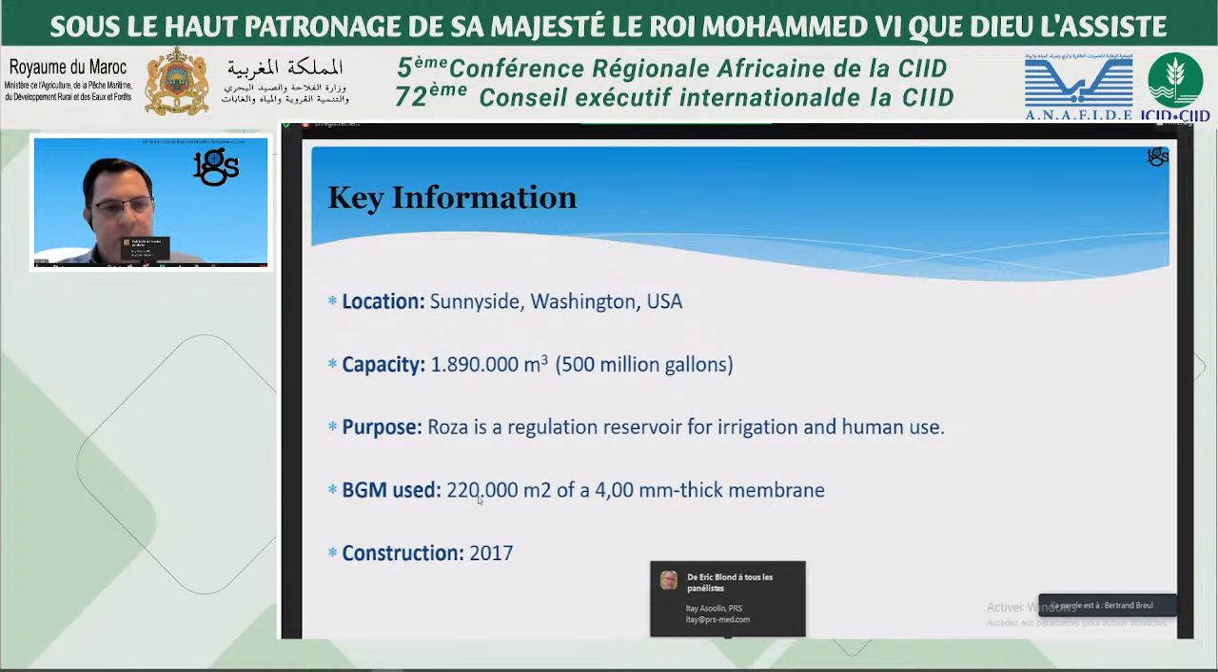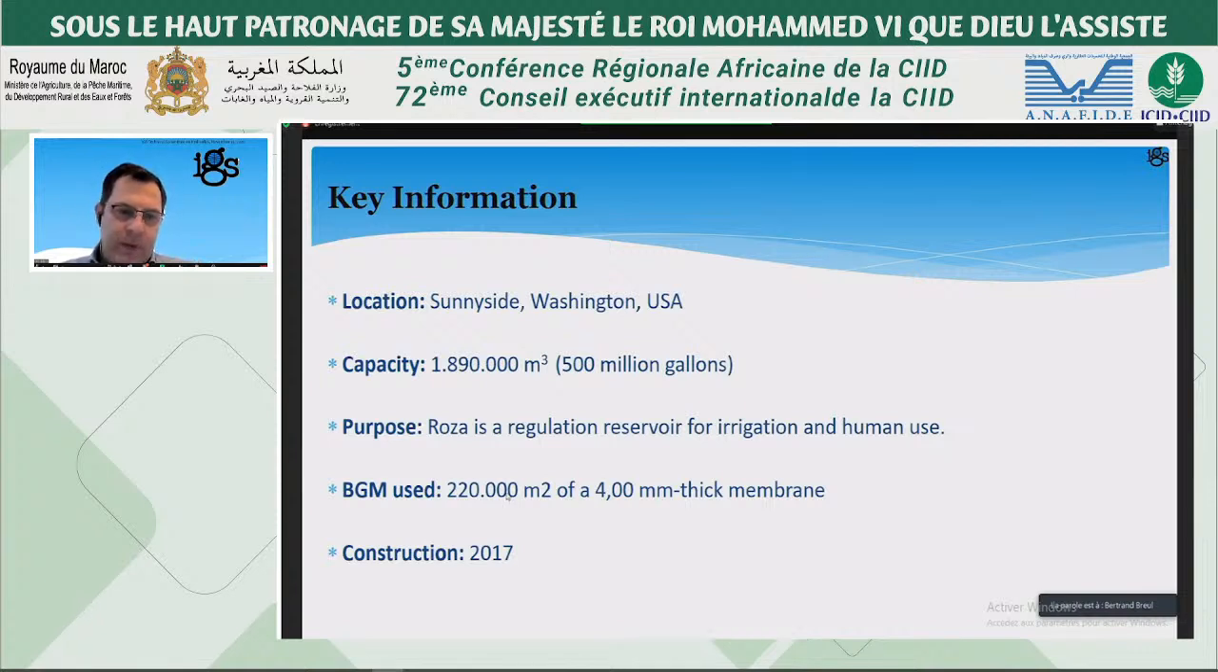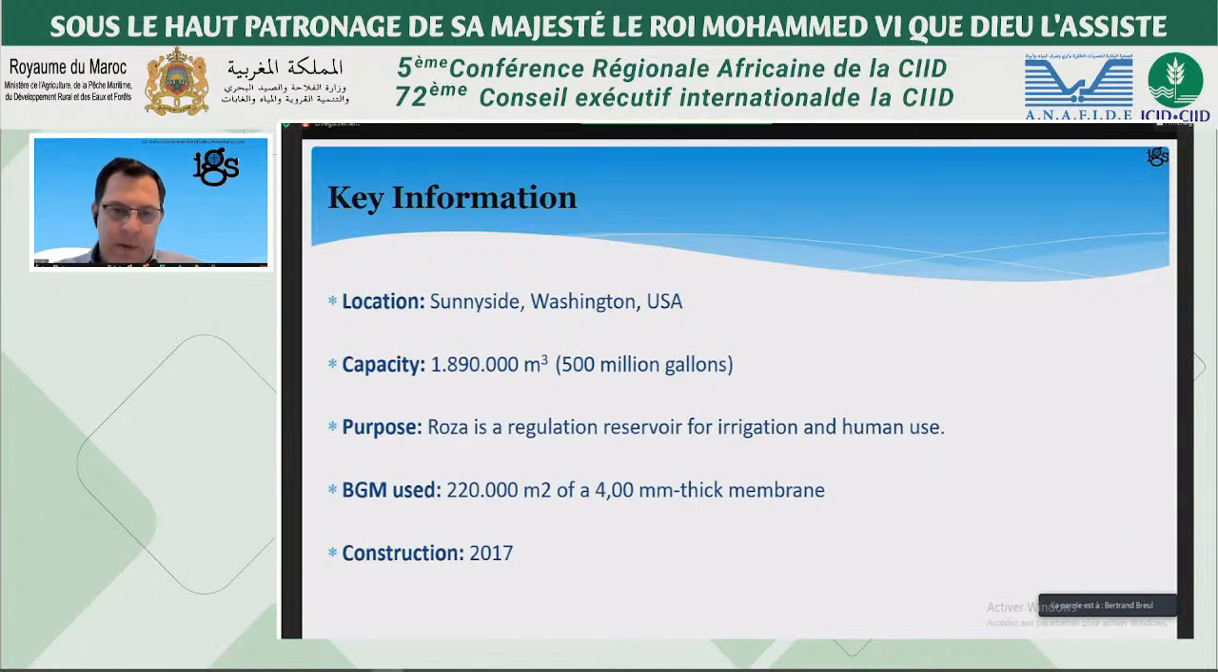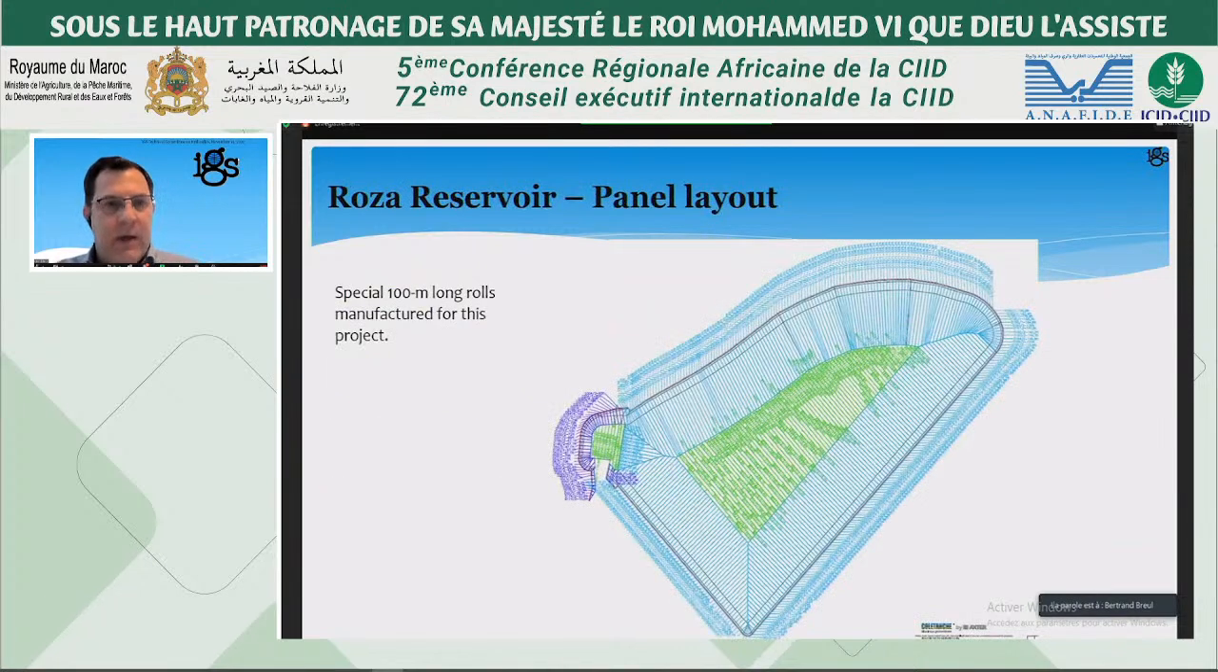The BGM used is a 4 millimeter thick geomembrane, and for a total area of 220,000 square meters. So the idea here was to take water from the Colombian River basin during high water months. These are winter months, and then release it on low water months, so during August and September. So here you can see the panel layout.